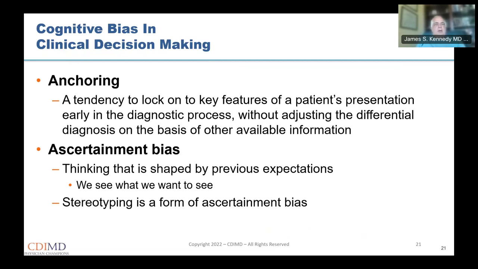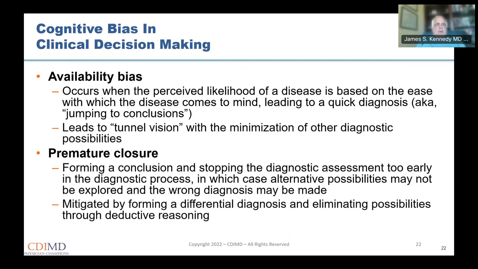Our thinking may be clouded by previous experiences, and we see what we want to see. As such, we may have to be open to seeing things in a different way or thinking of things differently, so that our judgment isn't clouded. This is what we call availability bias, otherwise known as jumping to conclusions. It leads to tunnel vision, with the minimization of diagnostic possibilities.